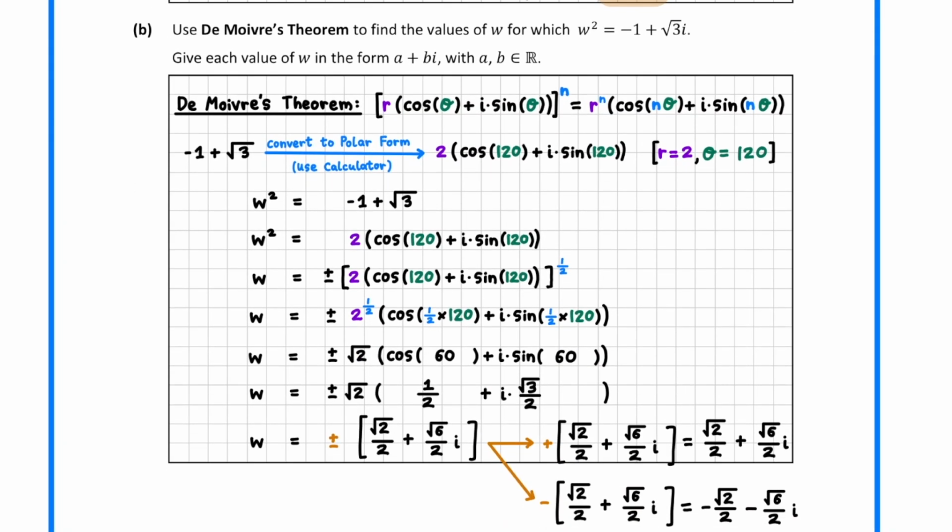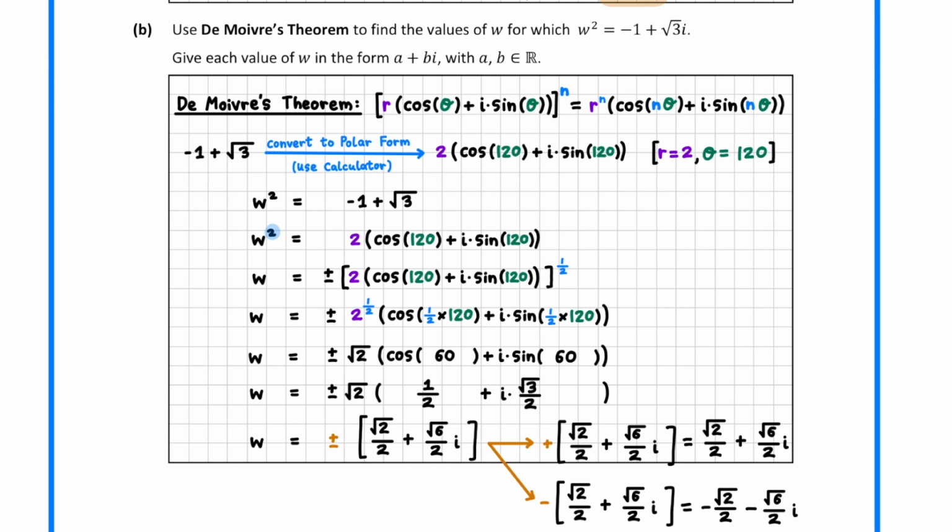Part B involves an application of de Moivre's theorem. This requires our numbers to be written in polar form, so the first step is to use our calculator to convert the given complex number into polar form.